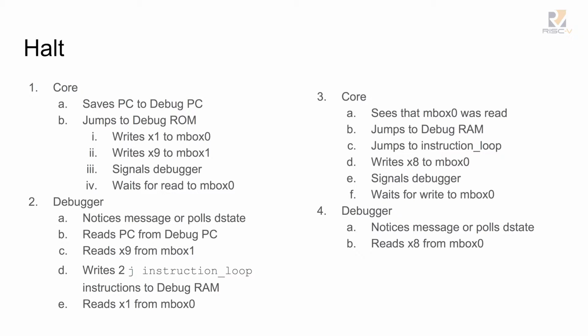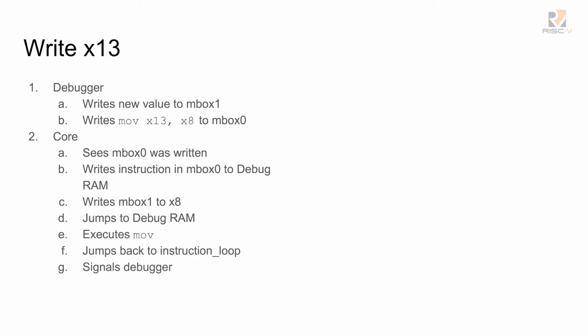Now it jumps to debug RAM, because that's what the code in the entry function says to do. Then it jumps to the instruction loop, because that's what the code we wrote to debug RAM says to do. And then it writes X8 to mbox 0, which is the first thing that happens in the instruction loop. And it signals the debugger again. And now it waits for the debugger to write to mbox 0. So the debugger sees there's another state change. It reads X8 from mbox 0. And at that point, it saved X1, X8, and X9, which basically means there's enough scratch registers for it to do stuff. And the core is halted, and it's basically waiting for you to write instructions to be executed. So for instance, you could write X13 at this point.